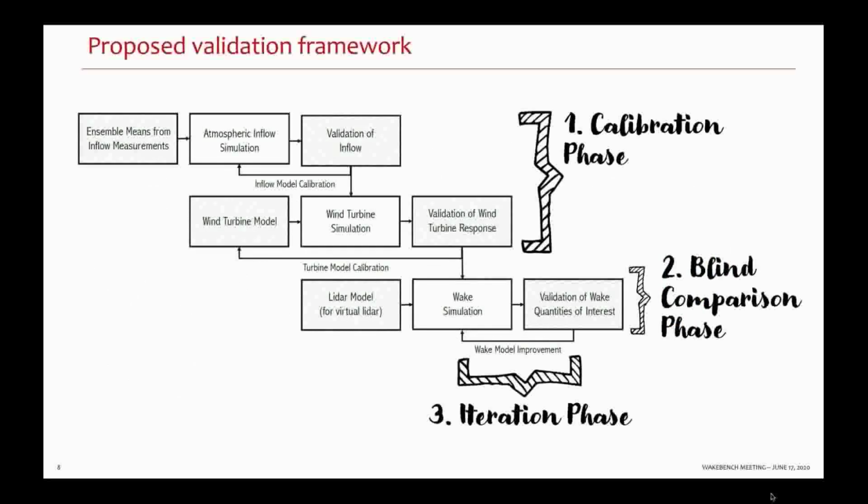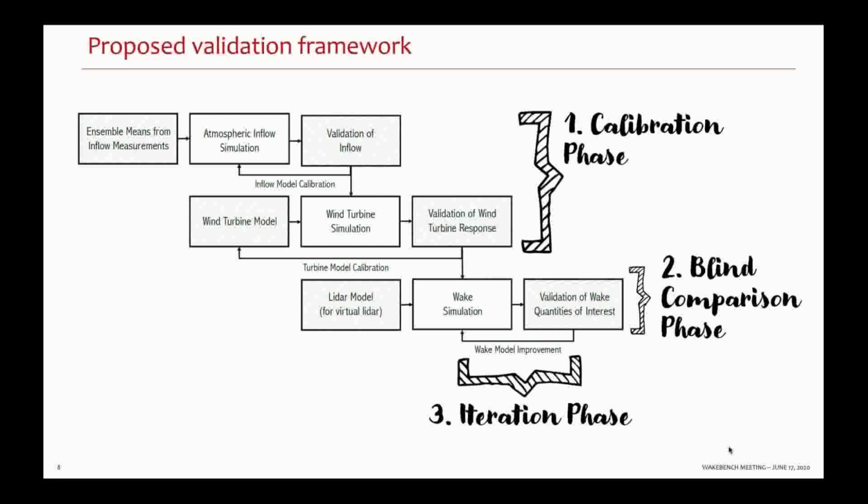And so the proposed validation framework follows this schematic. This is a schematic from that first paper from the WAKES conference. Basically, there's a calibration phase where we calibrate the model by comparing atmospheric and flow quantities. And then we calibrate the model by comparing wind turbine quantities to make sure that these things match before we even try to look at the wake.